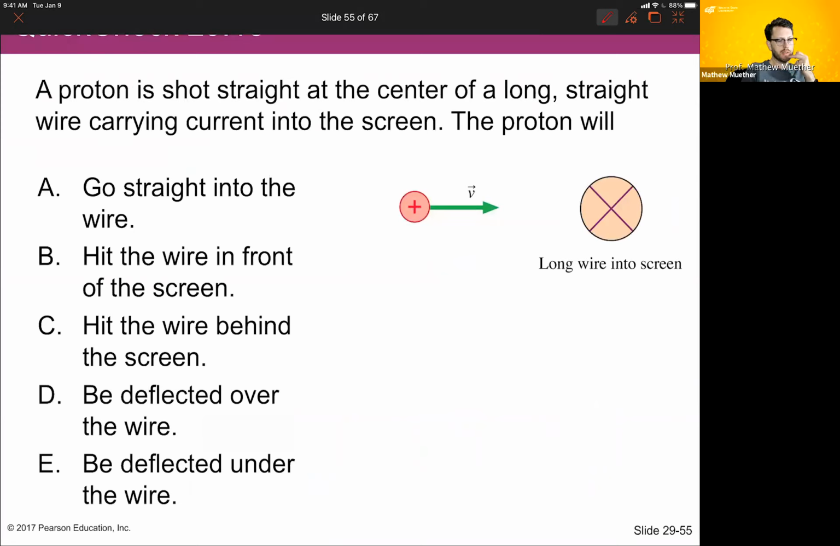All right, let's think about this one. I have a proton, a positively charged particle, and it's being shot straight towards a wire that has current that's flowing into the board. So we're looking at the cross section of a wire, and the current is flowing into the page. What's going to happen to this charged particle as it approaches that wire? So while you're thinking through this, think about the magnetic field that the wire will generate and the resulting interaction of that charged particle.